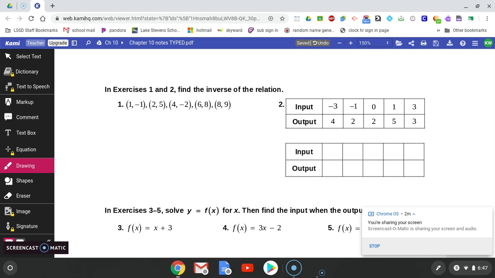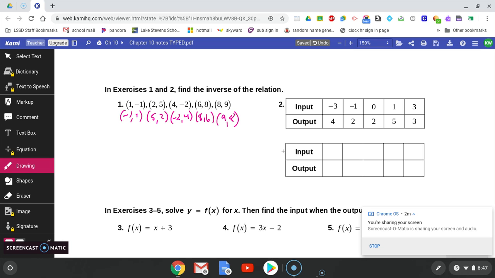So number 1 says to find the inverse of the relation. So all that means is you're flipping your x and your y. So switch which one comes first and second. So this one would become 5, 2. This one would become negative 2, 4. This one would become 8, 6. And this one would become 9, 8.